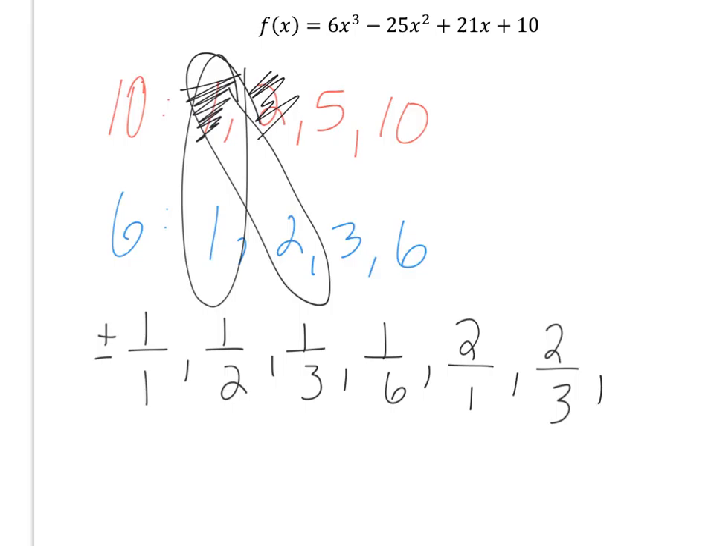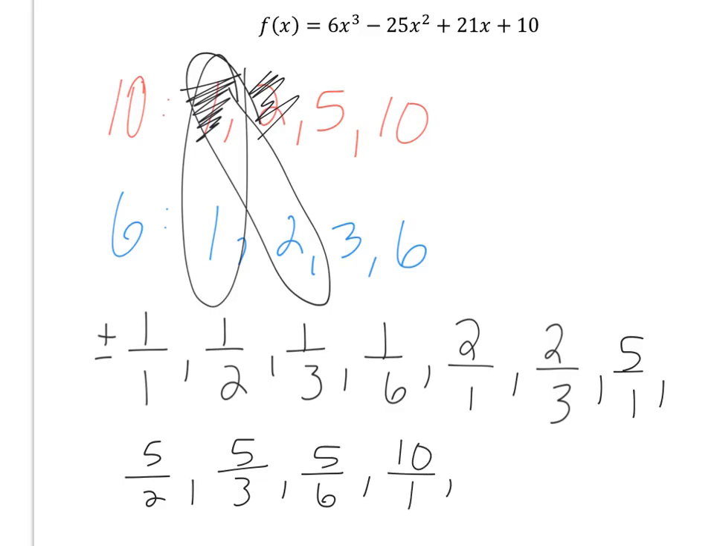Then I go to the 5. 5/1, 5/2, 5/3, 5/6, and then last but not least, 10/1. I'm not going to list 10/2 because I already have 5/1. 10/3, and I'm not going to list 10/6 because 10/6 just gives me 5/3, which I already have. So these are all my possible rational roots.